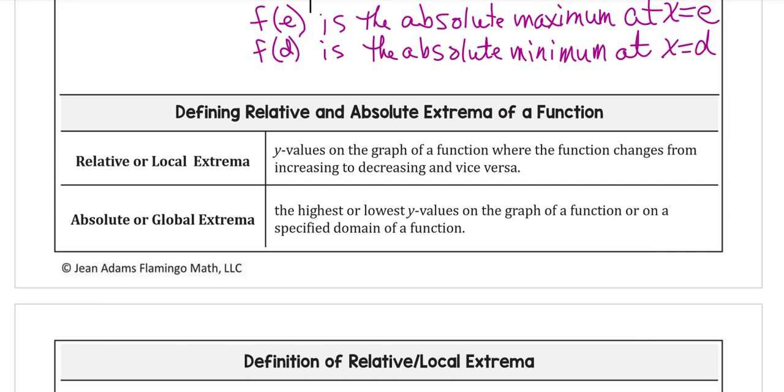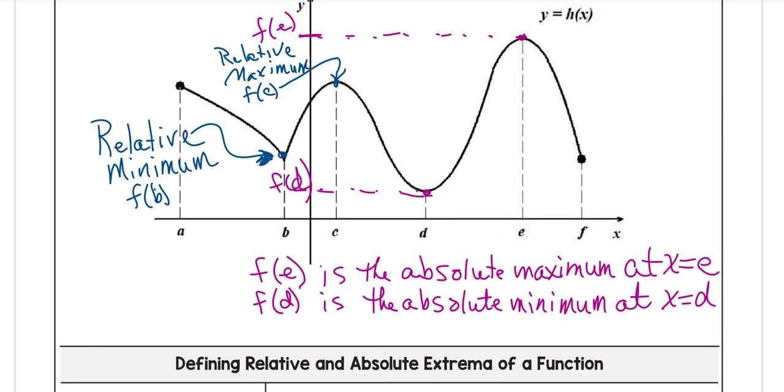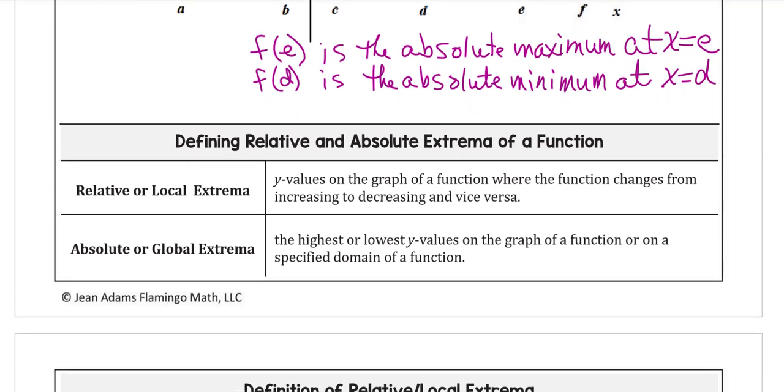Relative or local extrema are the y values on the graph where the function changes from increasing to decreasing and vice versa. And that includes a cusp, like right here, or a corner or a pointy part, whatever you want to call it, because the function is going to change direction, even if the derivative doesn't exist there. And a global or absolute extrema is the highest or lowest value on a graph, on a specific domain or in a specific interval. Now, a function does not have to have an absolute extrema. It may or may not.